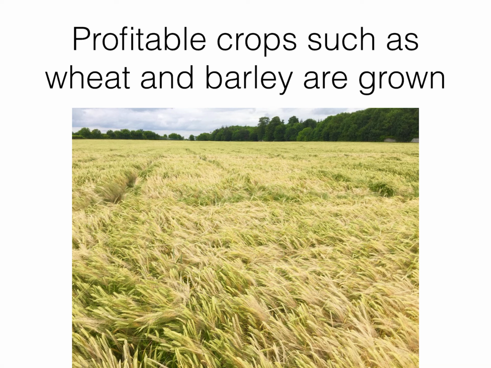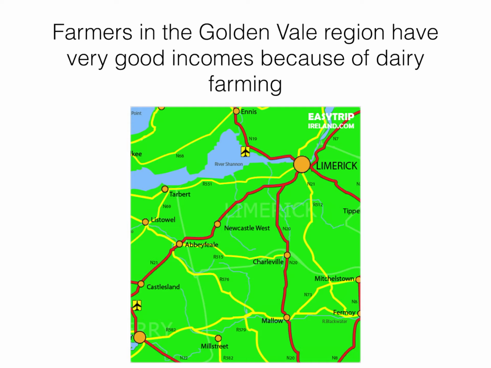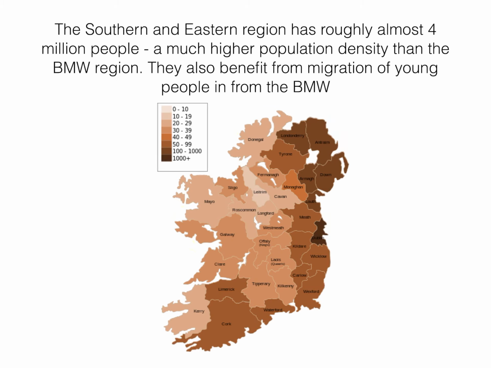I mean, most of us are eating cereal, we're eating bread. You know, all these products are so popular. That's where the money is to be made, you know, more so than in sheep farming. Farmers, particularly in the Golden Vale region in the south of Ireland, we're talking Charleville, Mitchelstown, those kind of regions, they have very good incomes because of dairy farming. So good land, good soil, profitable farming.